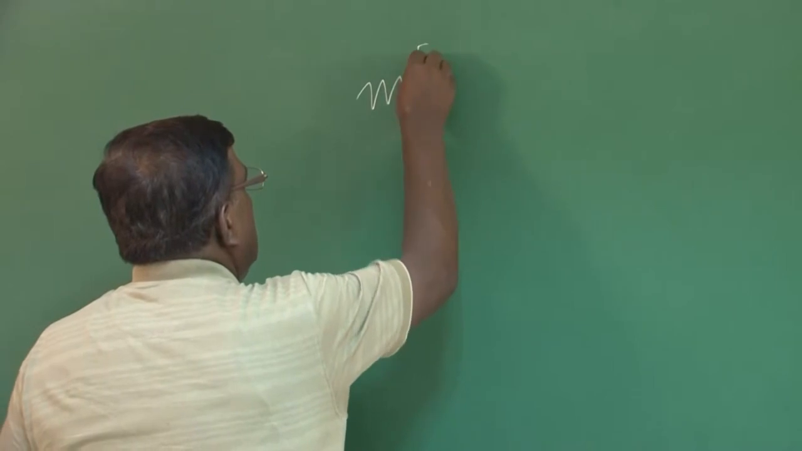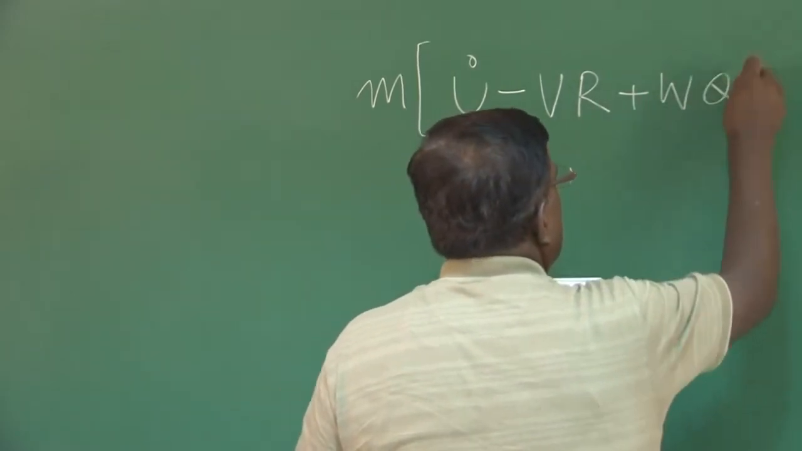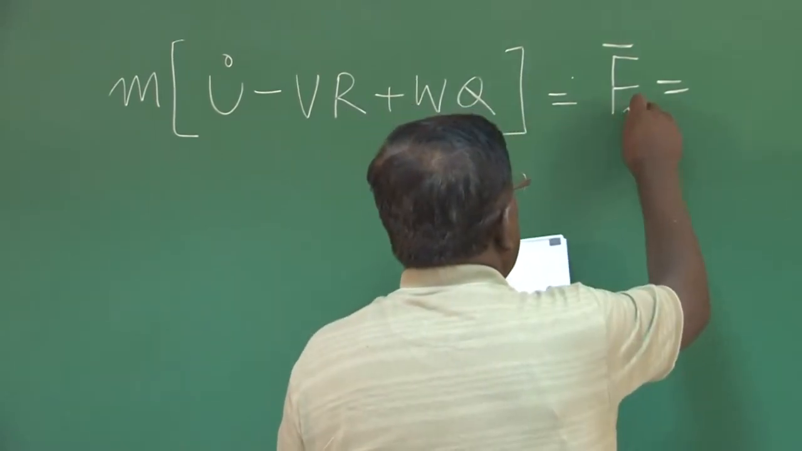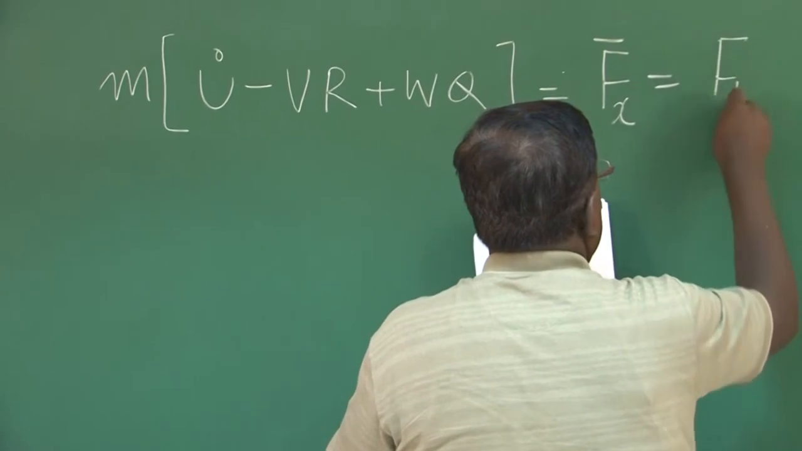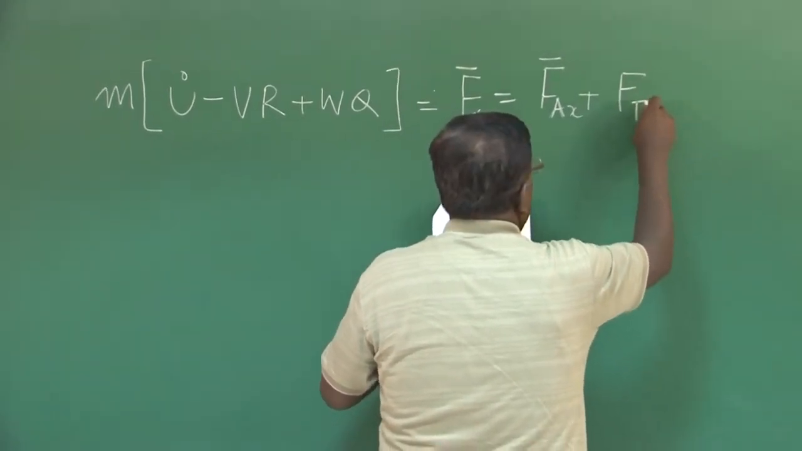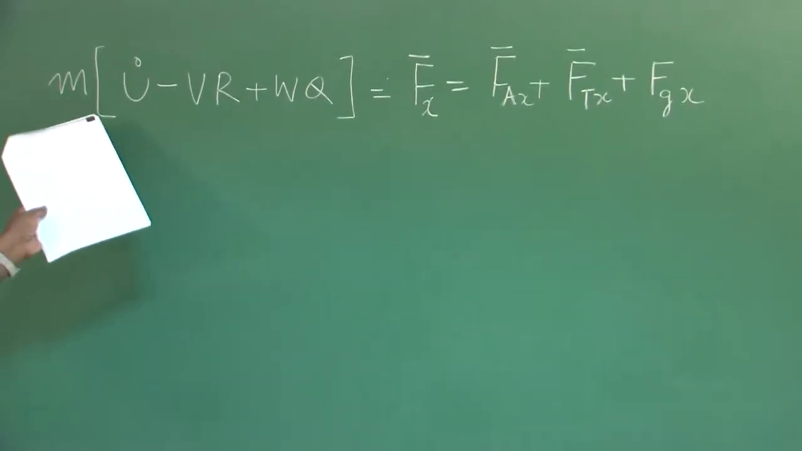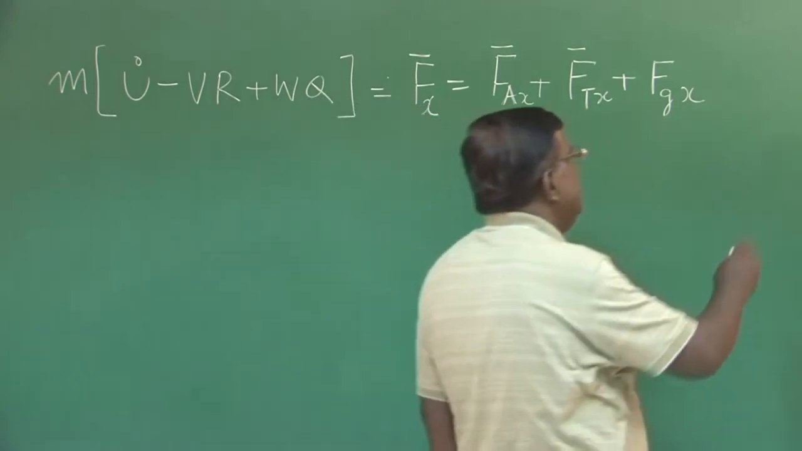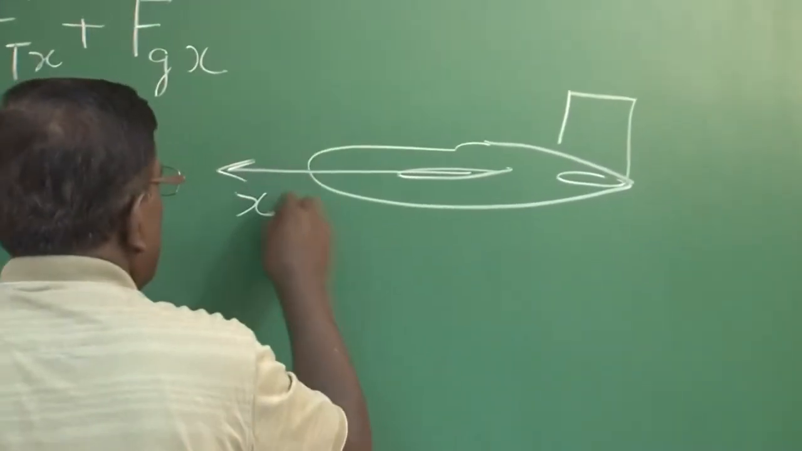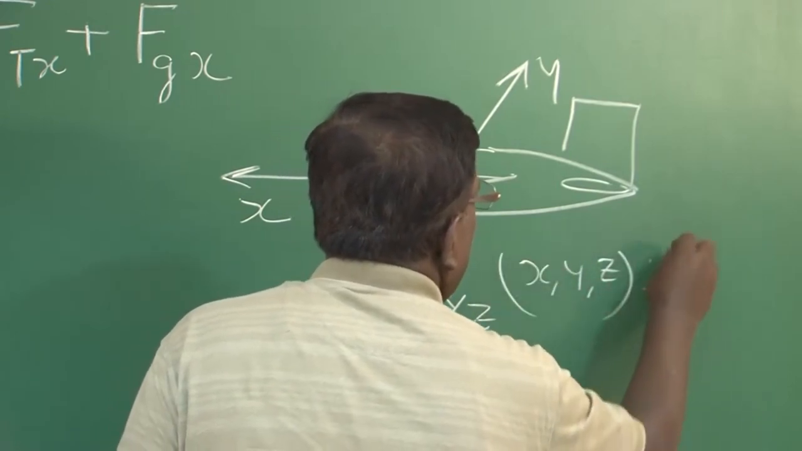Yes, I will write one or two of them. u dot minus vr plus wq is equal to the external impressed force in the x direction, and this is composed of the aerodynamic force in x direction, propulsive force in x direction, plus gravitational force in x direction. This I am writing along the x direction. What is this x? Please understand, this is the body, for us it is an aircraft, and x, y, z are the body fixed axis system.